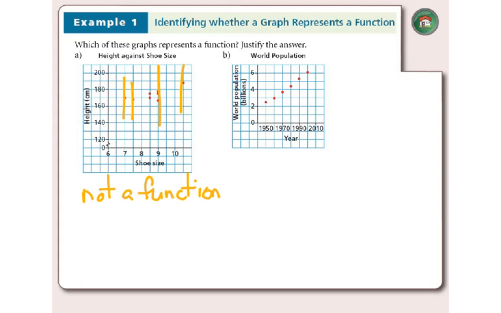Looking at the graph on the right, all of these vertical lines only pass through once. I cannot find one that passes through more than once, so this graph is a function.